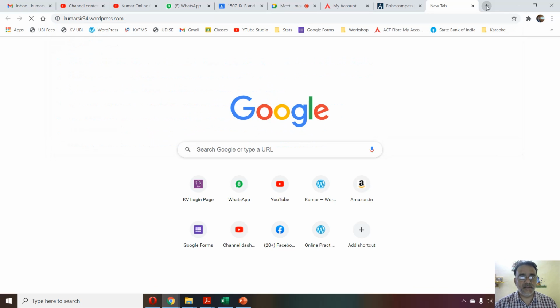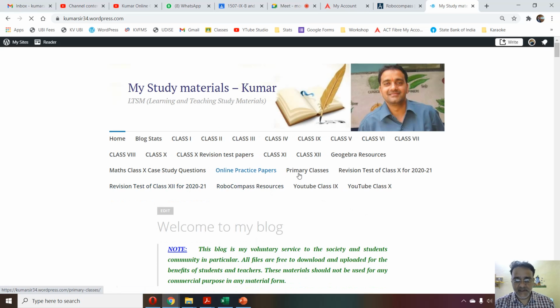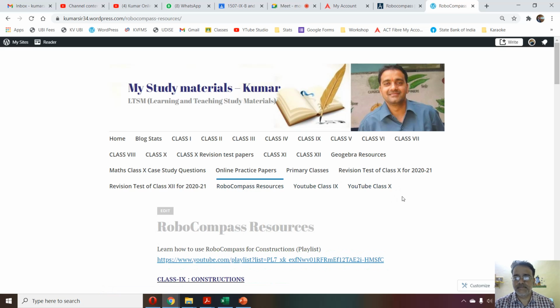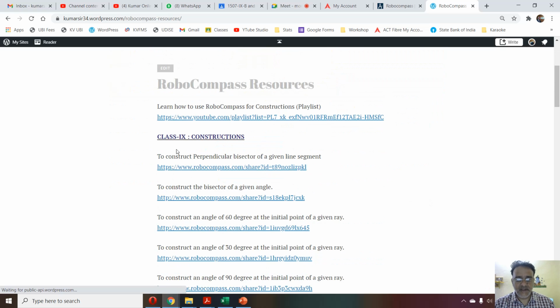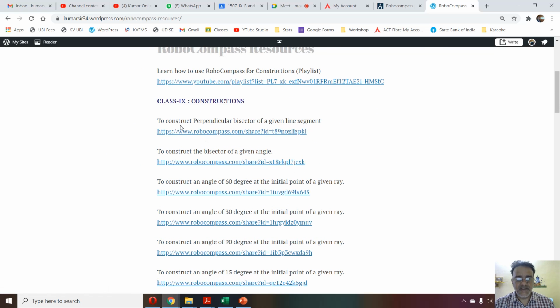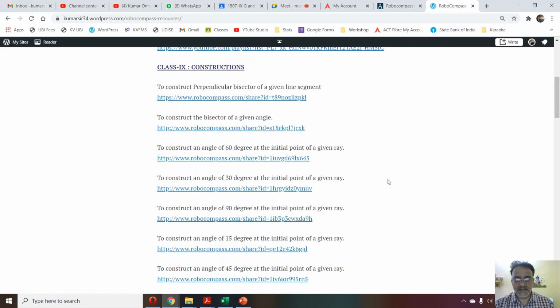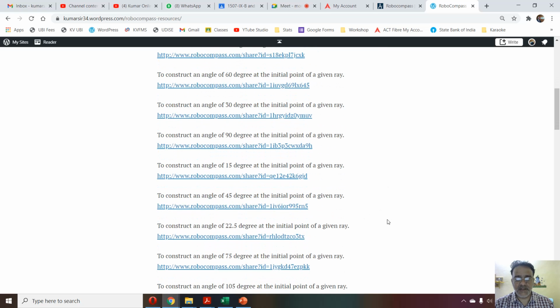So now we are moving toward the first construction, and all the construction is available in my website, that is kumarsir34.wordpress.com. All the questions are in it. The link is here, RoboCompass resources. If you click here, see class 9th construction. So all these constructions are already here, you can practice.